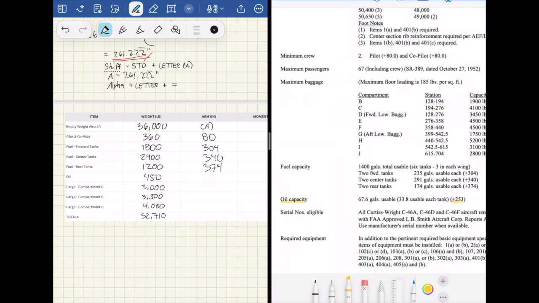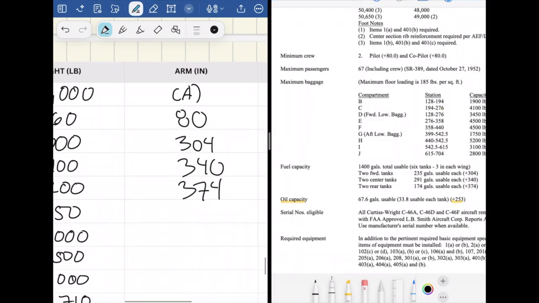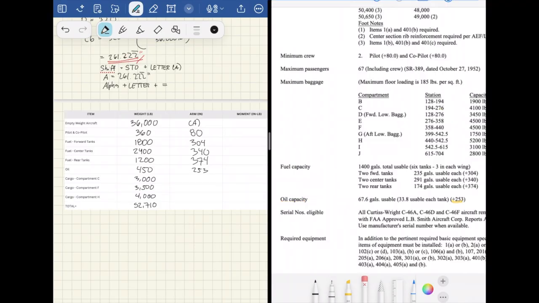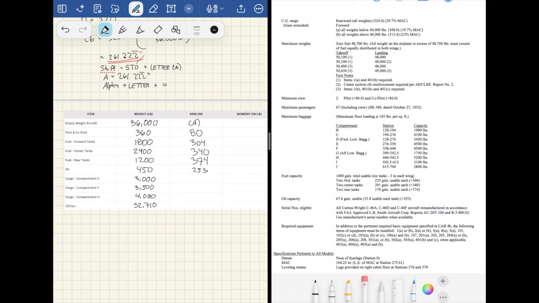Yan, so ang oil capacity niya is 67.6 gallons usable and 33.8 usable each tank. And then yung R niya is 253. So let's put that to our table, 253. Next, compartment C, or ang ating cargo. So let's look sa ating mga cargo kung may ba tayong info.